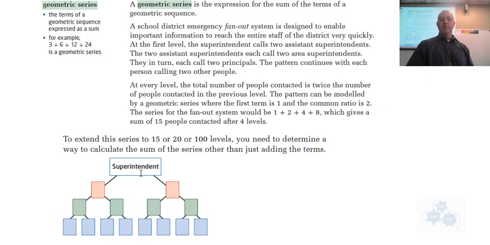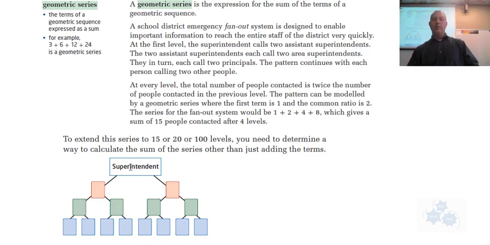So you've maybe seen something like this before. At the first level, the superintendent, who's kind of the boss of everybody, calls two people, the two assistant superintendents. Each of the two assistant superintendents calls two more people, the two principals. Then these four principals call their vice principals or whatever, two other people each. And it could keep going on indefinitely, right? This is sort of like a fractal, really.